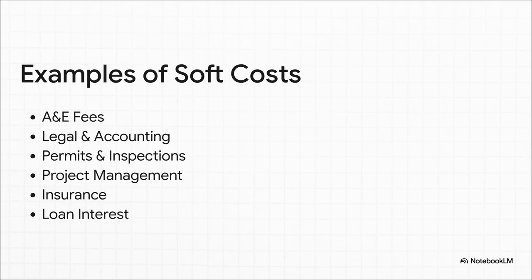I mean, look at this list. It really shows you just how much goes on behind the scenes. Of course, you've got our fees. Architectural and engineering fees are a classic soft cost, but it's also all the legal and accounting stuff, the fees you pay the city for permits and inspections, even things like project insurance and the interest on the construction loan. Every single one is absolutely vital to get the project off the ground.